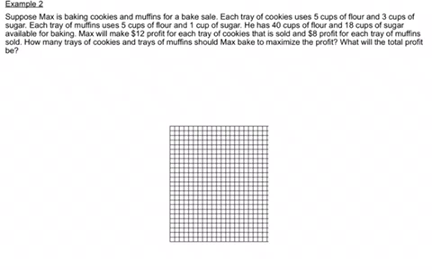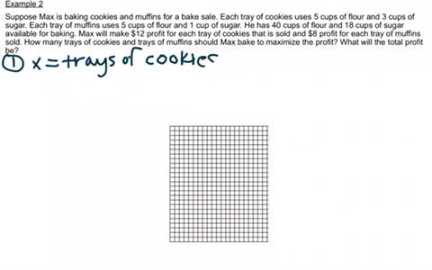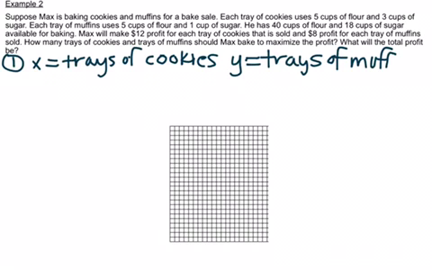So let's go through our steps. First of all, what do we have to find the number of? In this case, we have to figure out how many trays of cookies Max is going to make, and how many trays of muffins. So I'm going to let x equal the number of trays of cookies. I'm going to let y be the trays of muffins. Step 2, I need to write my system of inequalities.